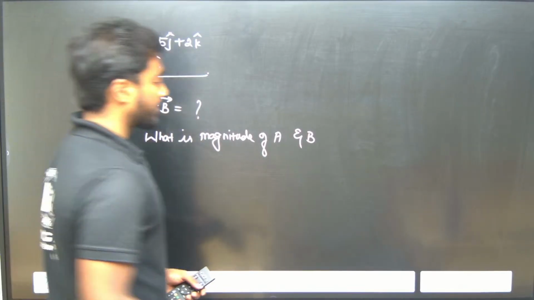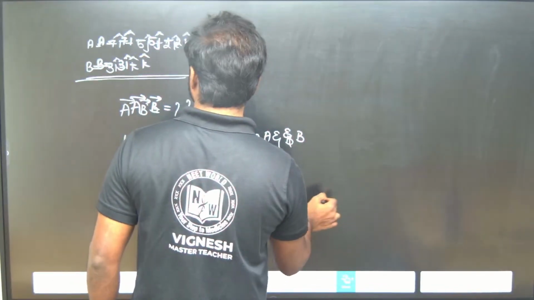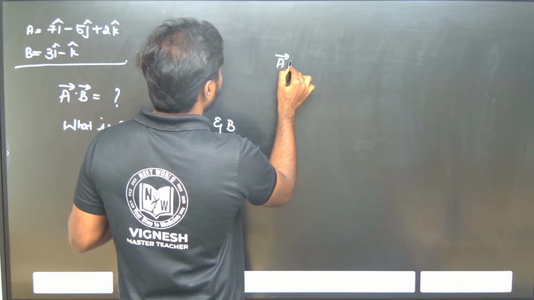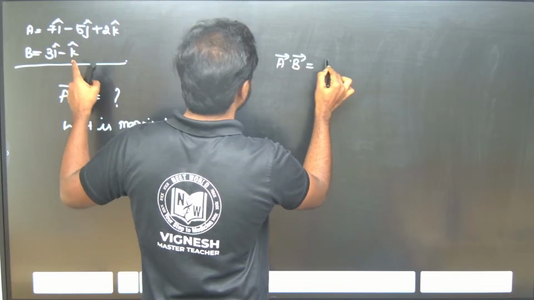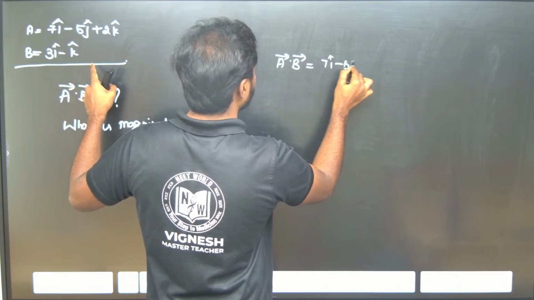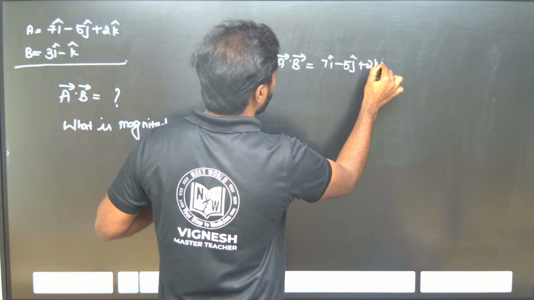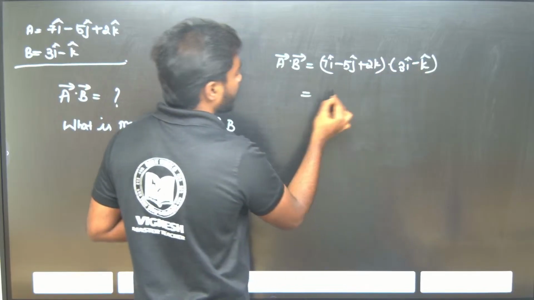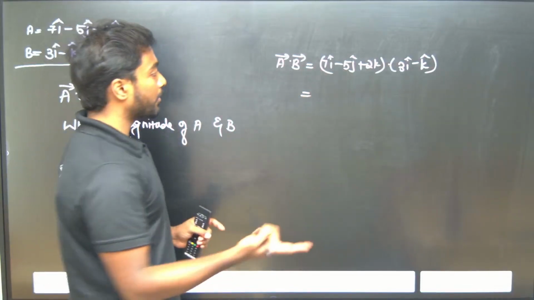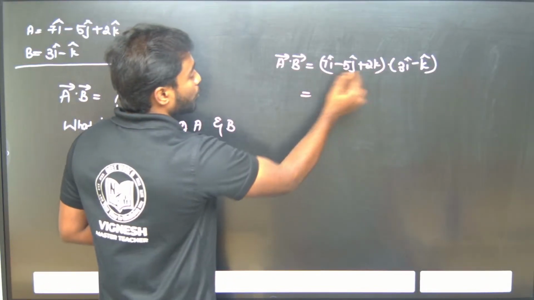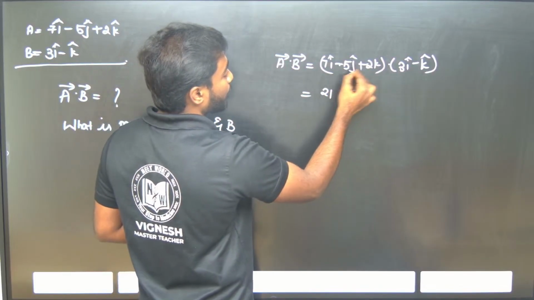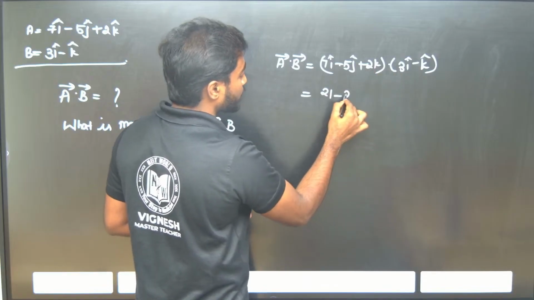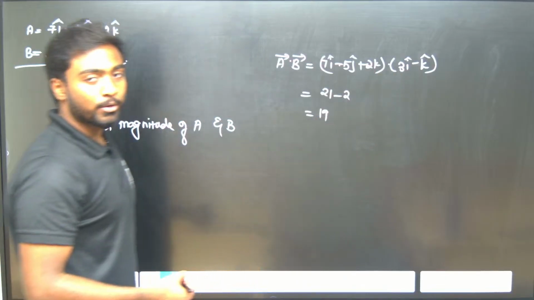Okay, so we'll discuss the answer now. So A dot B they are asking, right? So what is A? 7i cap minus 5j cap plus 2k cap dot 3i cap minus k cap. So the common things I can get, no? 7 threes are 21, minus 5 and j is not there, so it is 0 only. So 2 into minus 1 is minus 2. Answer is 19 units, right?